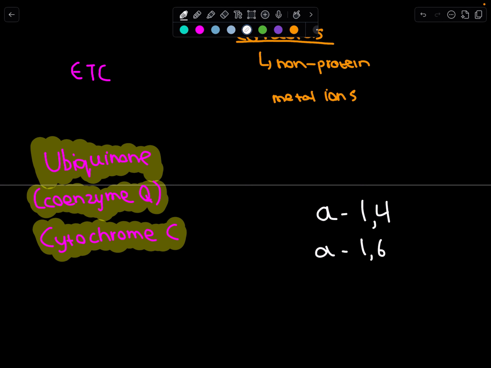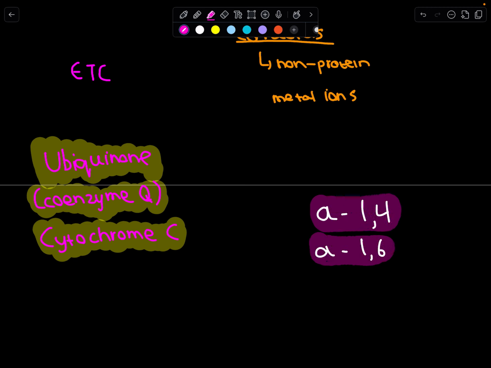The alpha-1,4 and alpha-1,6 bonds are key to glycogen structure and function. Glycogen is a polysaccharide made of glucose units linked together. Alpha-1,4 glycosidic bonds form straight chains of glucose, creating the backbone of glycogen. Alpha-1,6 bonds make branches every 8-12 glucose units, giving glycogen a tree-like, compact structure.